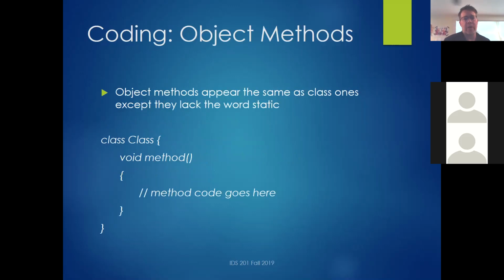Okay, basic syntax for coding. Object methods appear the same as class methods, except they don't have that magic word static. So if this method in this example were a class method, if it applied to the entire class, it would have the word static in there, so static void method. But since it doesn't have the word static, we know it applies to only a particular object. So in order to use this method, I first have to create the object, and then I'll have access to that object's method called method.